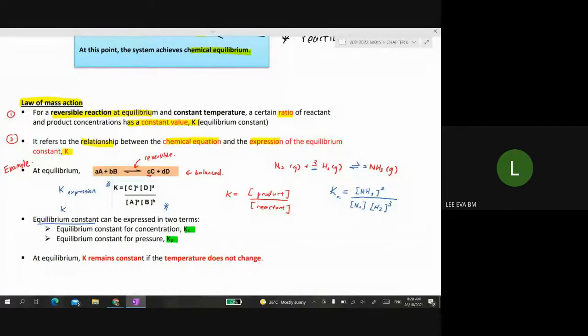Okay, and then we have a very important point over here. At equilibrium, when you don't change the temperature, or the temperature remains constant, your K will remain constant as well. It doesn't matter how you change the concentrations of reactants and products. As long as the temperature does not change, your K does not change either. So highlight the last point over here, very important: K remains constant if the temperature does not change.